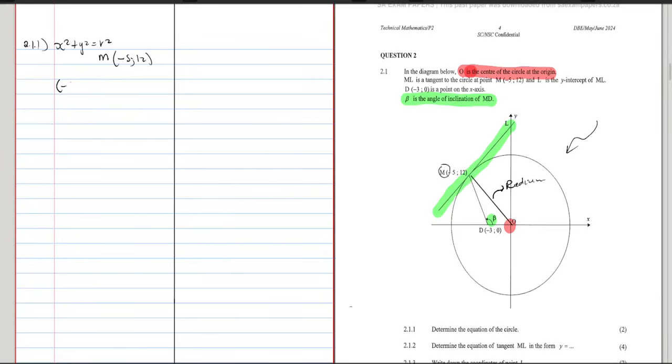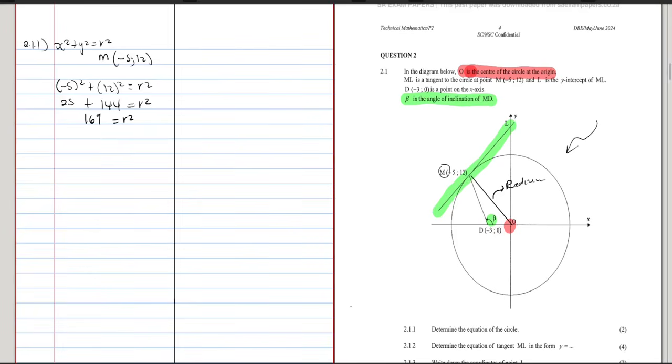Then we substitute minus 5, y, that's 12, squared is equals to r squared, like this. Then minus 25, that's 25, minus 5 squared, that's 25, plus 12 squared, that's 144. And then we add, we get 169. This is r squared. This is what we want, an r squared.